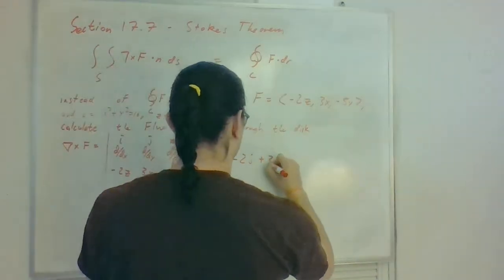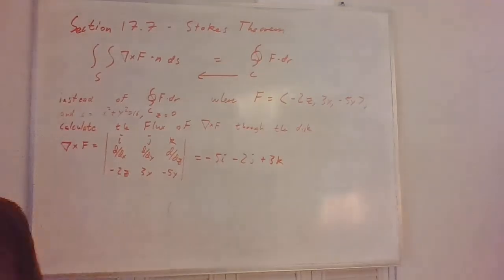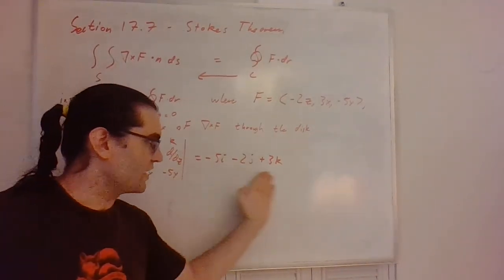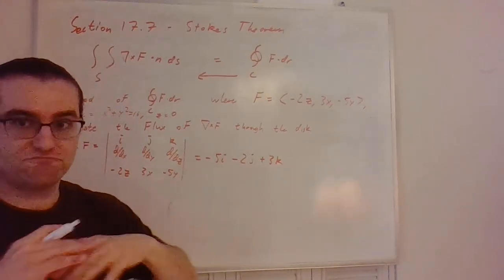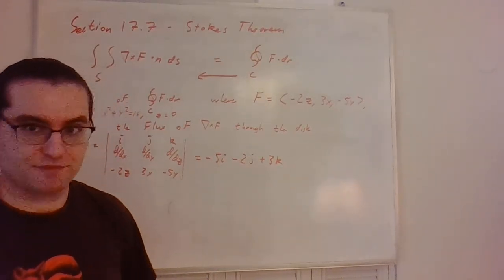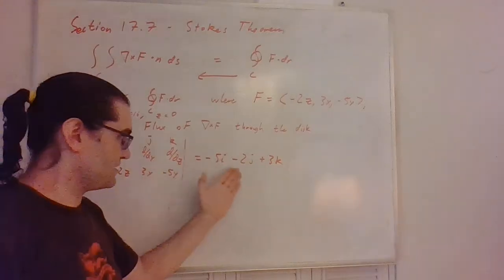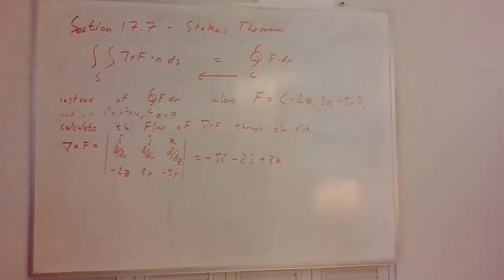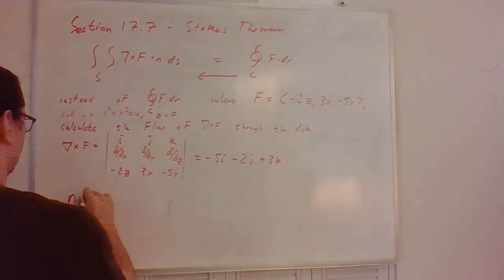So plus 3k. So here's what I like about this vector field. This vector field is all constants. Variables are gone. There's no sines, there's no cosines. There's just a bunch of numbers, no variables. So that's nice.